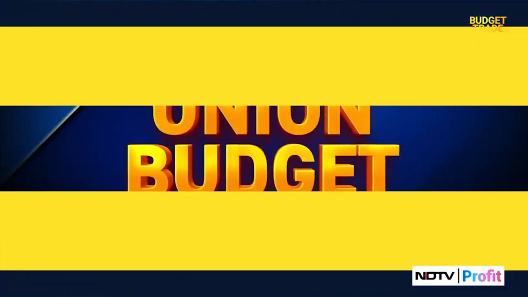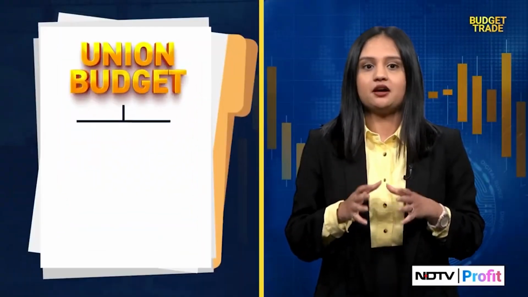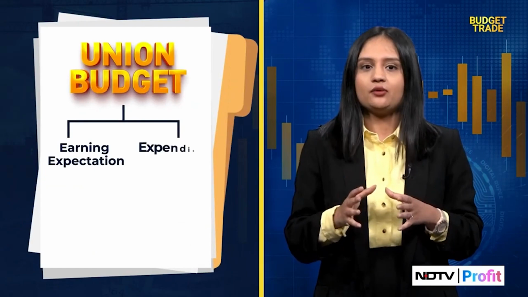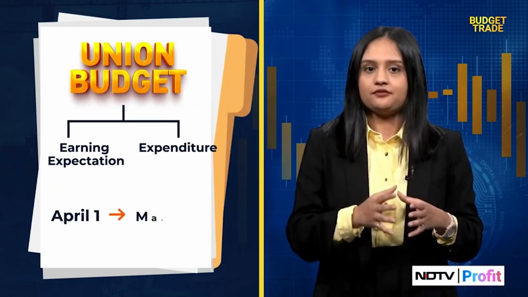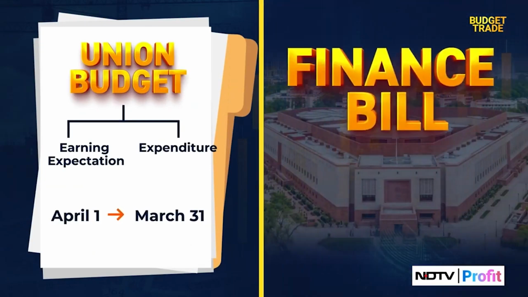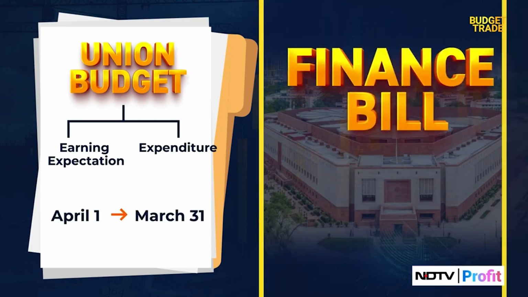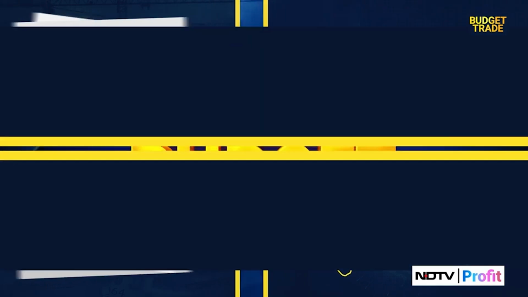Let's get started. First up, we have the Union Budget. This is basically the Indian government's yearly financial plan. It details how much money the government expects to earn and how it plans to spend it over the financial year, which runs from April 1st to 31st March. When the Finance Minister presents this plan in the Parliament, it's called the Finance Bill. Think of it like a household budget, but on a much larger scale.